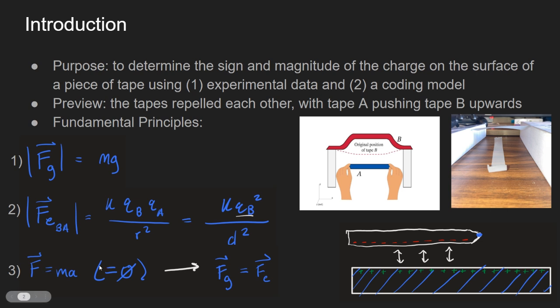And then Newton's second law: force is equal to mass times acceleration, in which acceleration is 0 in this experiment, meaning that the force of gravity is equal to the electric force, meaning that this tape B, once it's repelled, will float there because it's being balanced out by both of those forces.